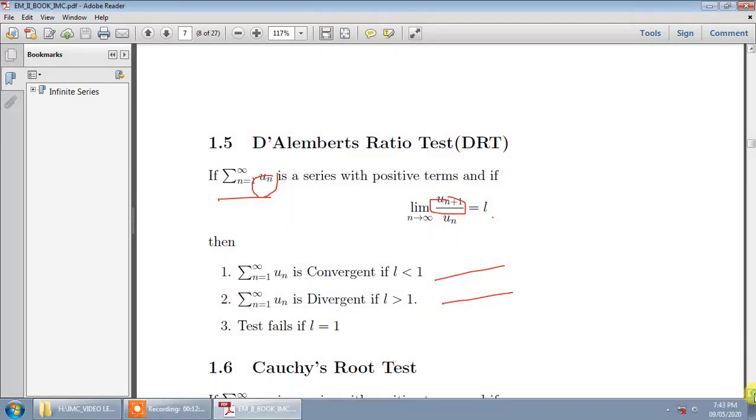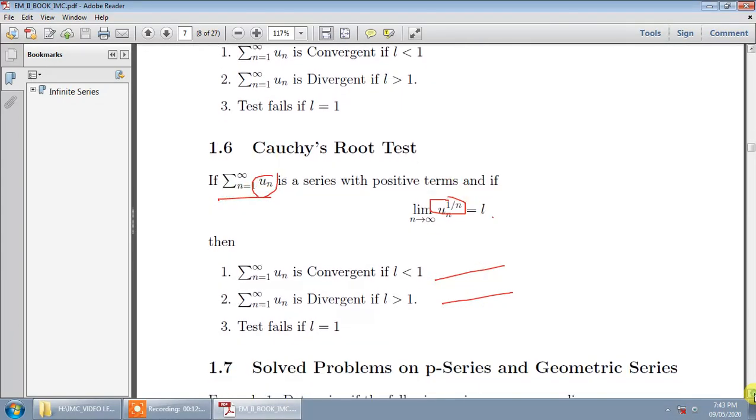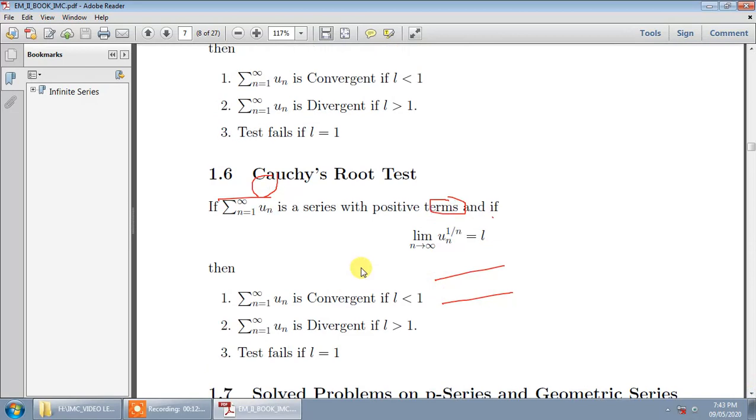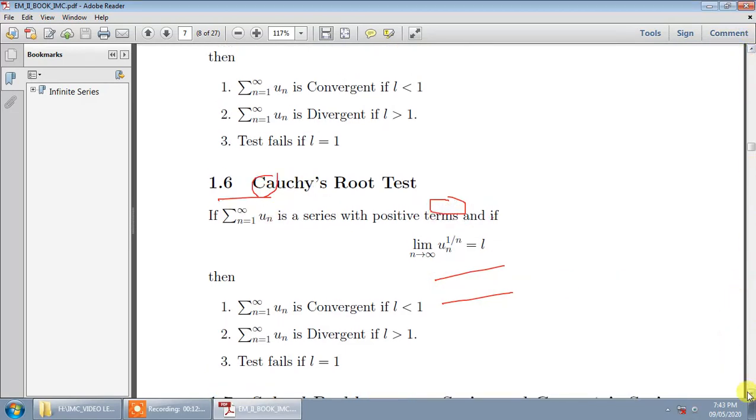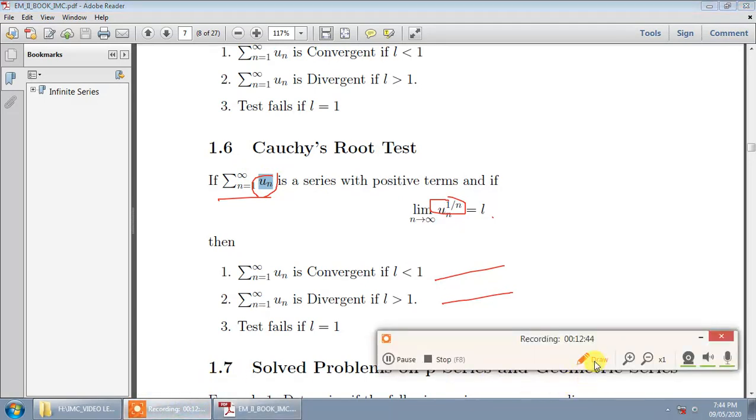After this we are going to see a new test, and that is called Cauchy's root test. Again, in Cauchy's root test, what we are going to consider is a series of positive terms, summation n from 1 to infinity un. So it is a series of positive terms with nth term un. Okay, and let me clear out this part.